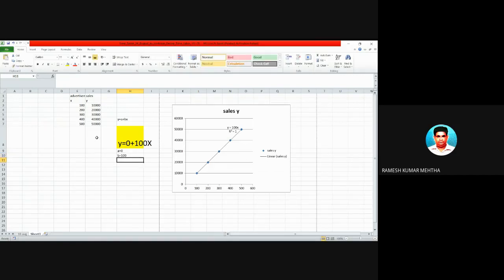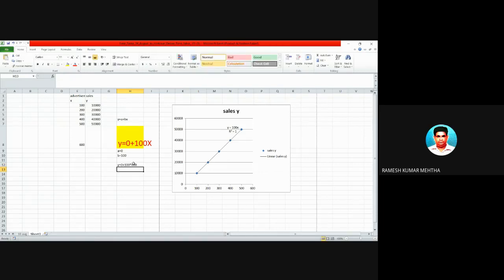Now you want to find out, if I spend 600 crores, then what will happen to my sales? So what you have to do? You need not do anything. Use this particular formula which I am highlighting. y is equal to 0 plus 100x. So you want to find out y. So I am substituting y is equal to 0 plus 100, and what is the value of x? If x is equal to 600, what will happen to my y?